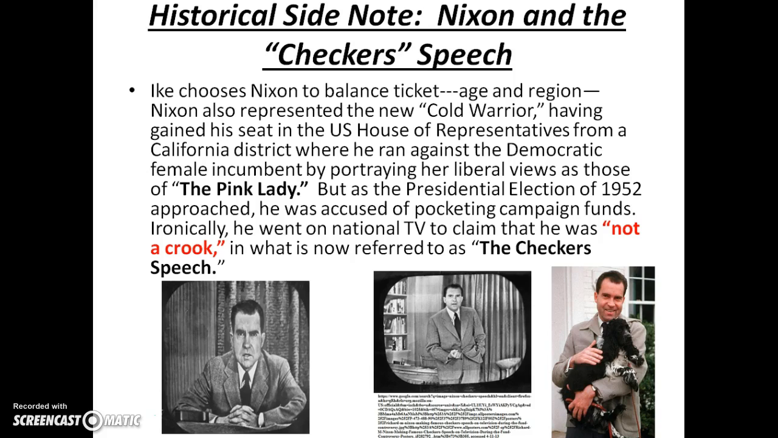But they put Nixon on the ticket for a lot of reasons. He was young at that time. He was from California, the new state that was growing dramatically. And he also was known as a cold warrior, which is something that the Republican Party liked very much and would also gain him some votes in the general public.